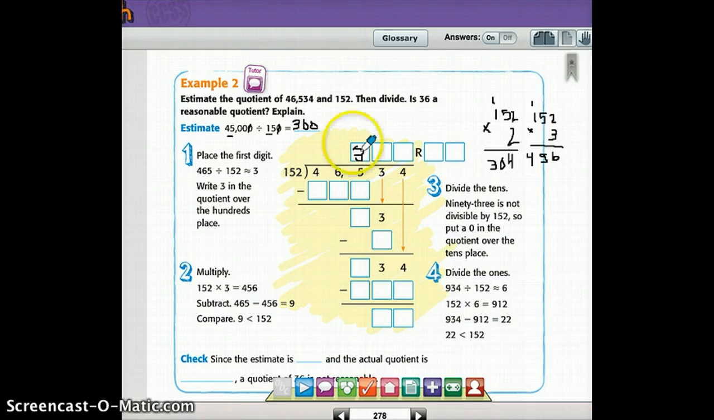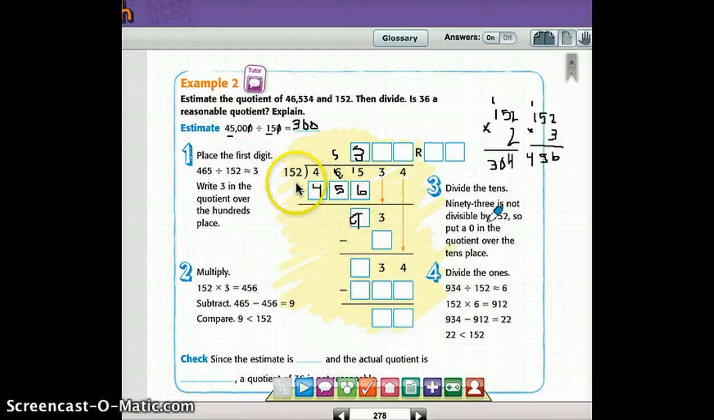Now we'll do my multiply step. 152 times 3, and I already figured that out, and it was 456. And now I can subtract. So I need to borrow here. 15 minus 6, and I get 9. Okay, so now I have 93.